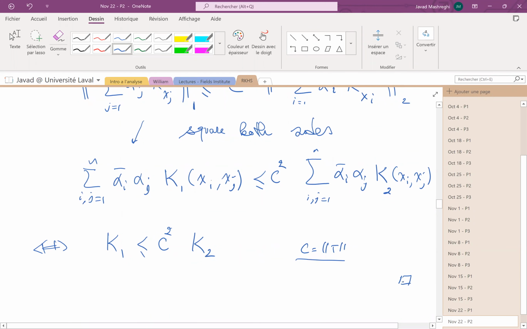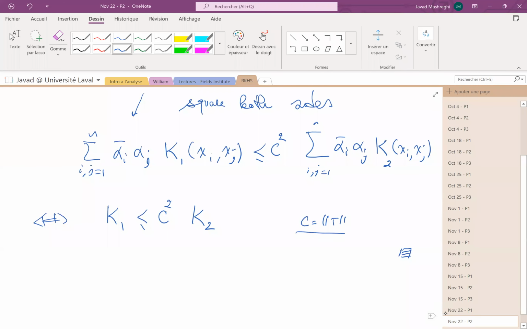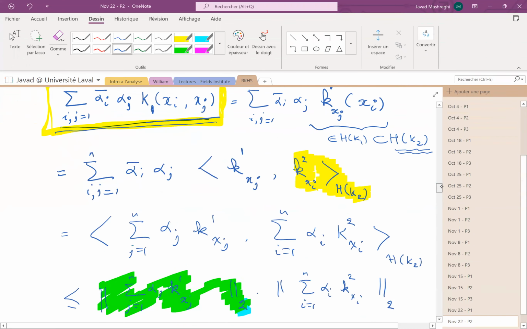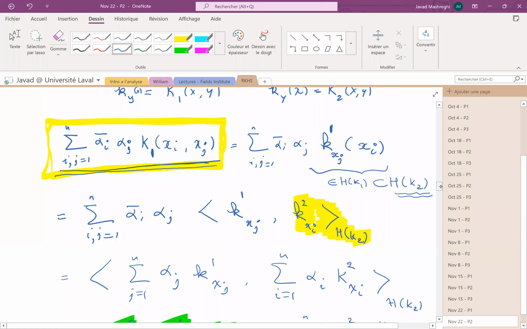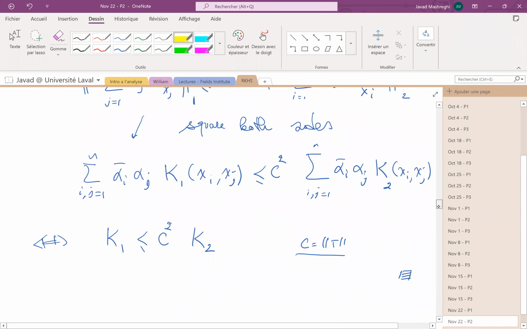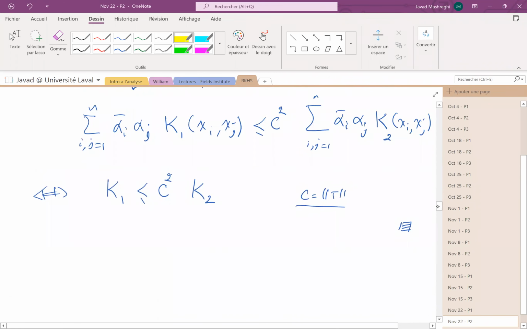So that's the end of the proof. The proof is a nice one, but it really doesn't work if you do not apply this trick here. The heart of the proof is here: instead of considering this as an element of H1, consider it as an element of H2, and so apply the kernel of the second space. And then the rest is, I mean, somehow mechanical, and you go up to the end.